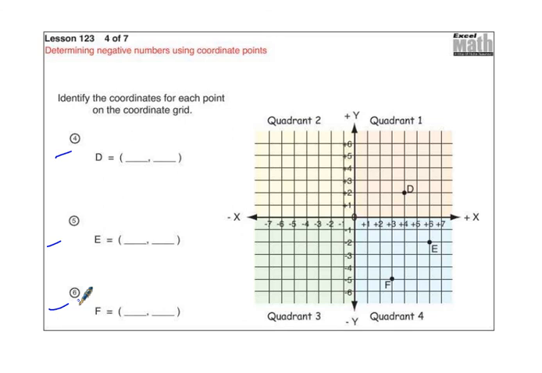Okay, help me out here. D, starting here, what do I go to first? Positive 4. Positive 2. See how easy that is? As long as you go along this line first, you're going to be able to get these right.